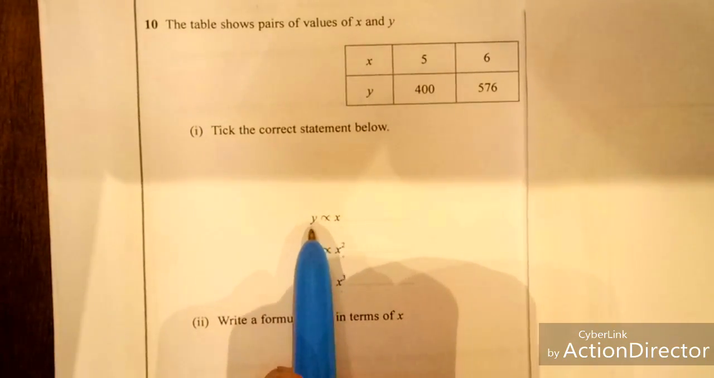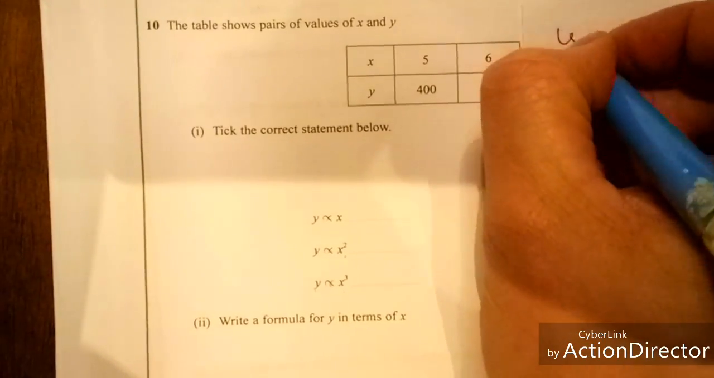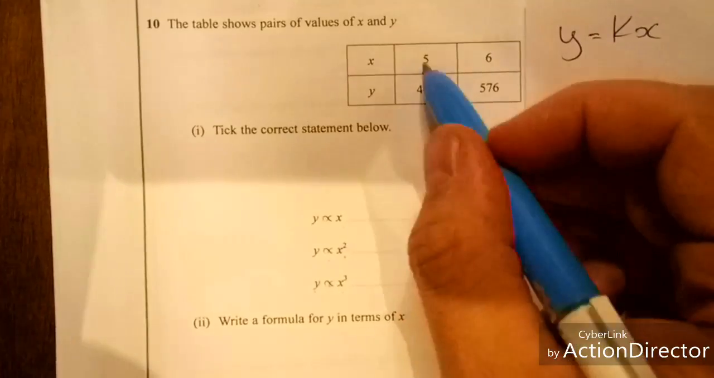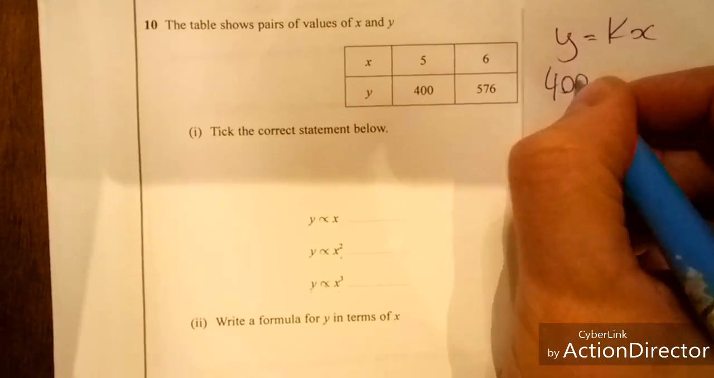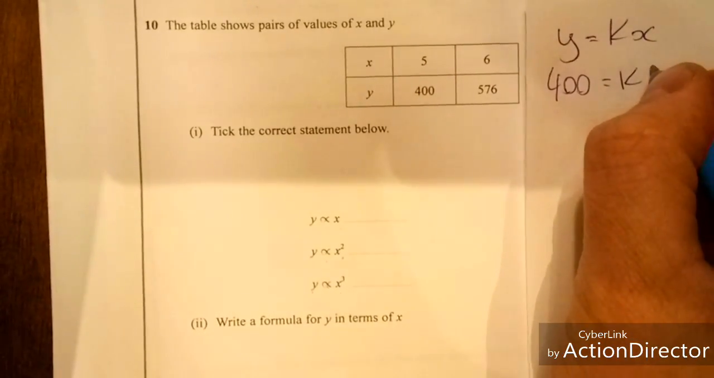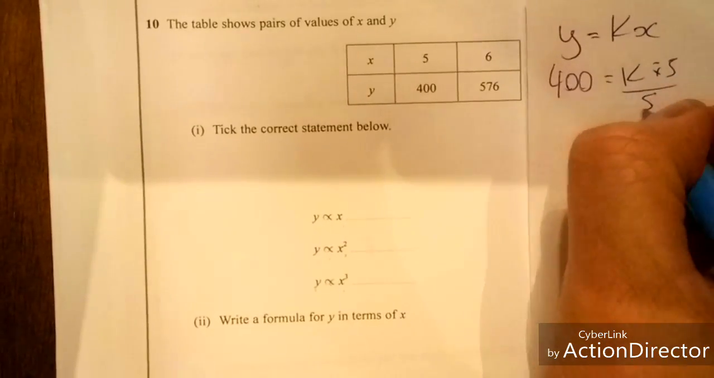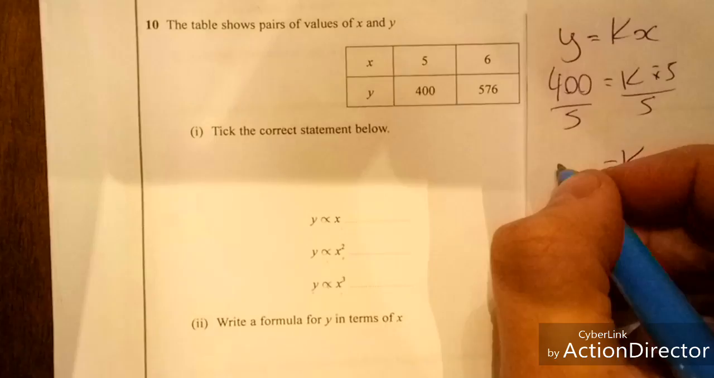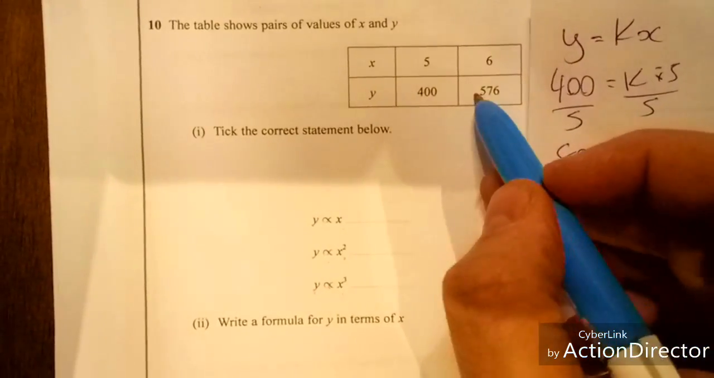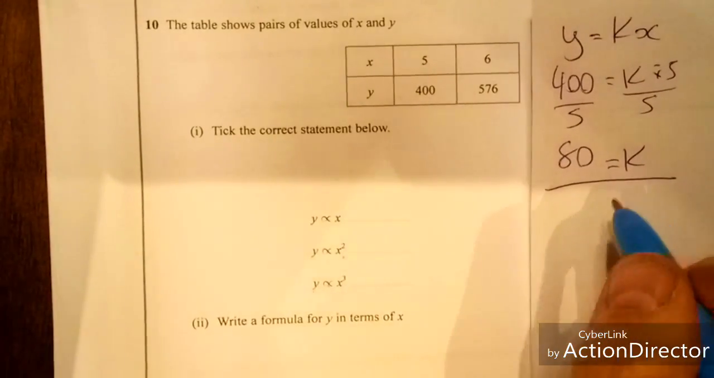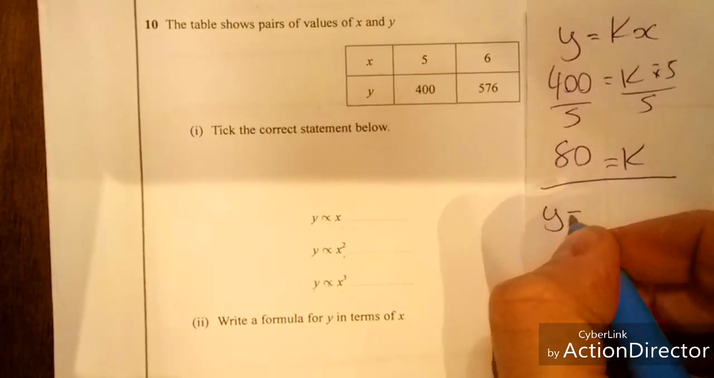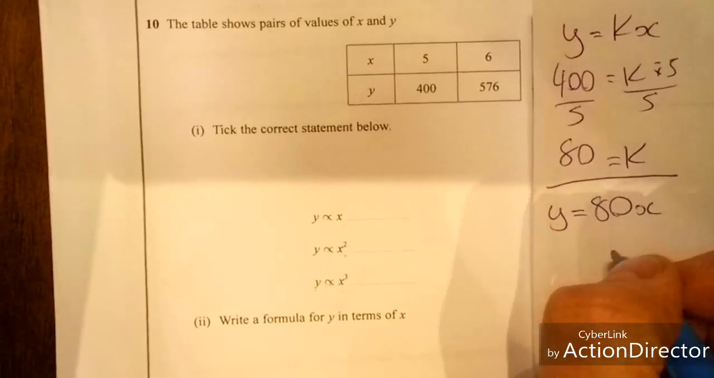I want to first see if y is proportional to x. So y is proportional to kx, and we need to find out what k is. Let's try it for the first one. So I've got 400 is equal to k times 5. To solve this, we divide by 5, divided by 5, which means k is going to be equal to 80. Now let's test it for the second one, and if it's true for the second one, then we know we've definitely got an answer there. So y is equal to 80x.